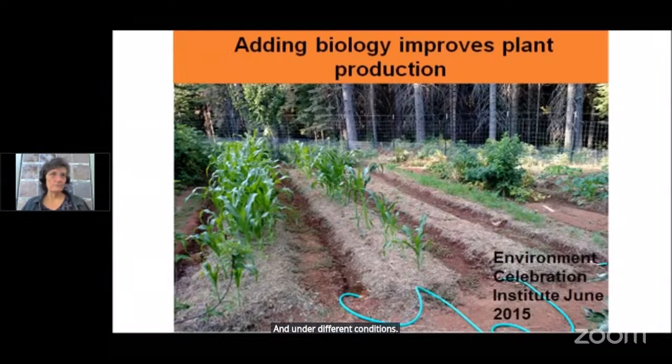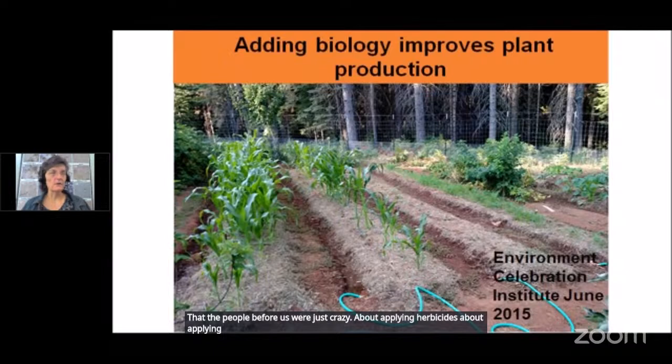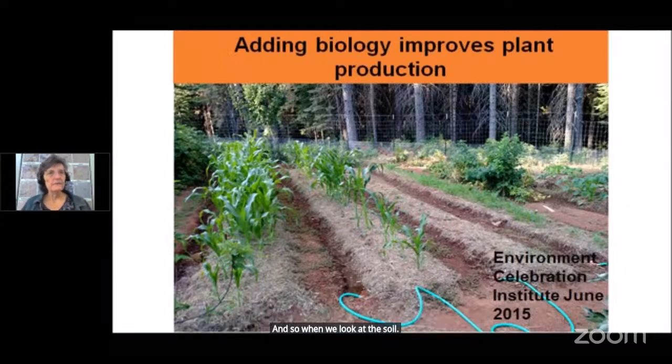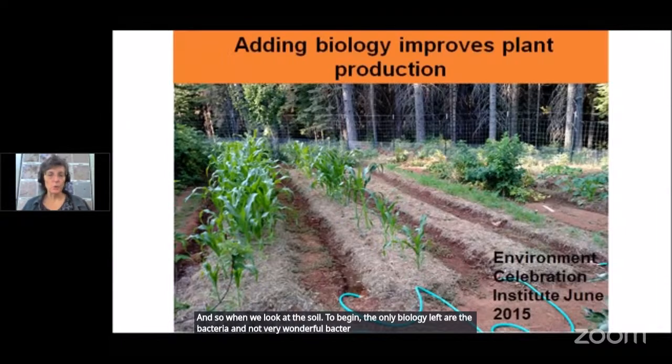So we bought a farm that the people before us were just crazy about applying herbicides, about applying different kinds of toxic chemicals, putting out, we think, massive amounts of inorganic fertilizer as well. And so when we look at the soil, to begin, the only biology left are the bacteria, and not very wonderful bacteria because this soil is so compacted. It's kind of scary.